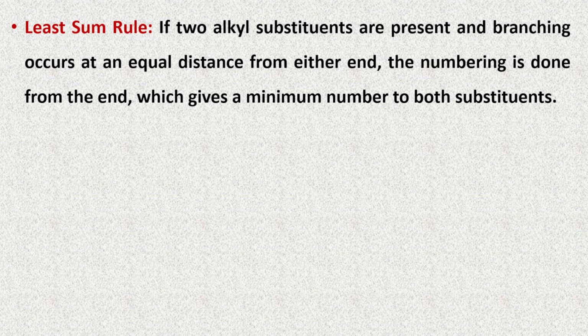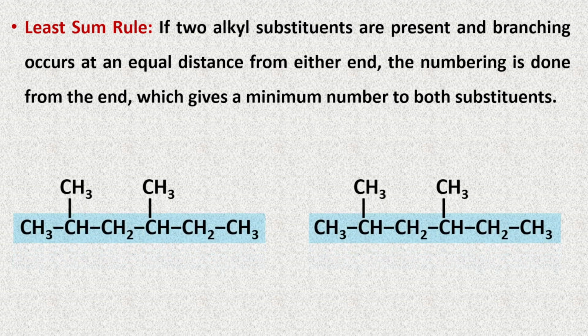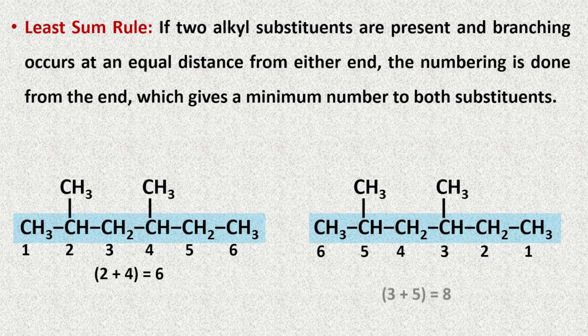Least sum rule. If 2 alkyl substituents are present and the branching occurs at an equal distance from either end, the numbering must be carried out from the end which gives a minimum possible number to both substituents. If the numbering is done from the left end, the methyl substituents will get locant numbers 2 and 4, whose sum is 6. And if the numbering is done from the right end, the methyl substituents will get locant numbers 3 and 5, whose sum is 8. So, the former numbering, that is from the left end, is correct.